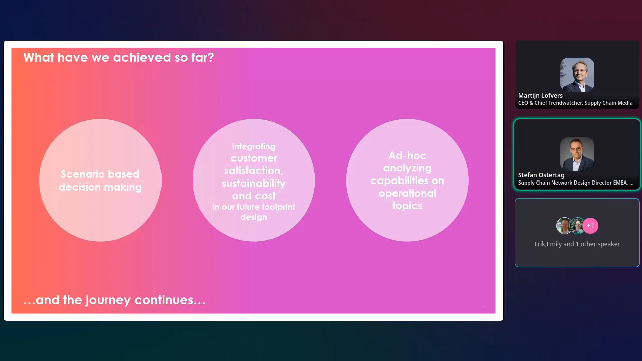So what didn't work out at all with our first attempt in 2017 is really now, if there's an urgency coming up, we are able to decide within days if we go left or right.